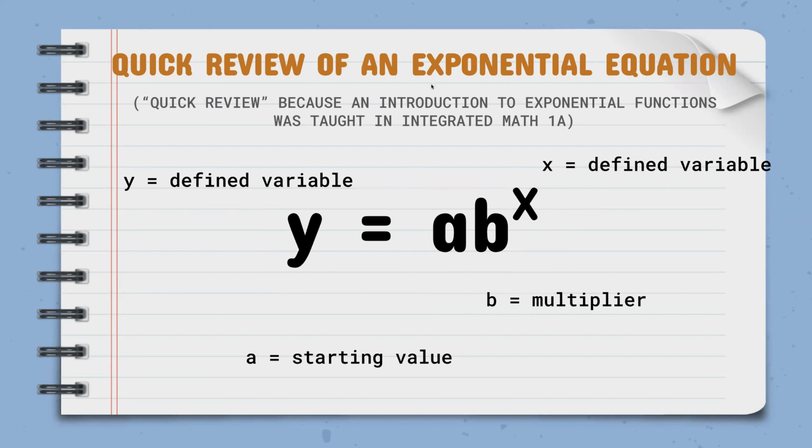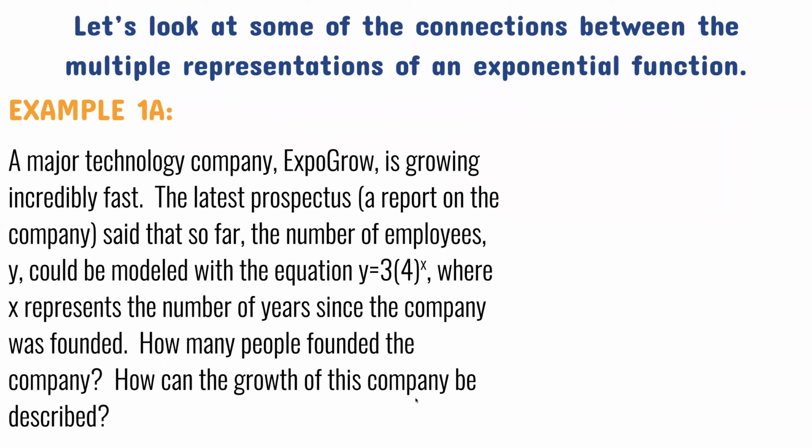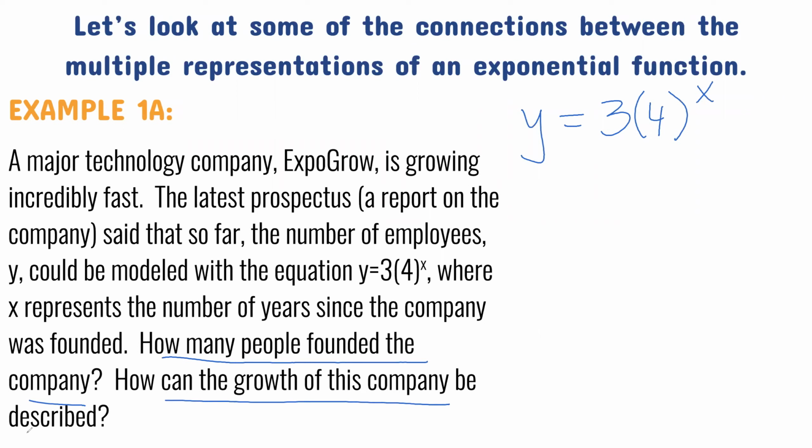Otherwise, let's move on. Let's look at some of the connections between the multiple representations of an exponential function. Here we have a word problem. A major technology company, Exponential, is growing incredibly fast. The latest prospectus, which is a report on the company, said that so far the number of employees, Y, can be modeled with the equation Y = 3 * 4^X, where X represents the number of years since the company was founded. How many people founded the company? How can the growth of this company be described?